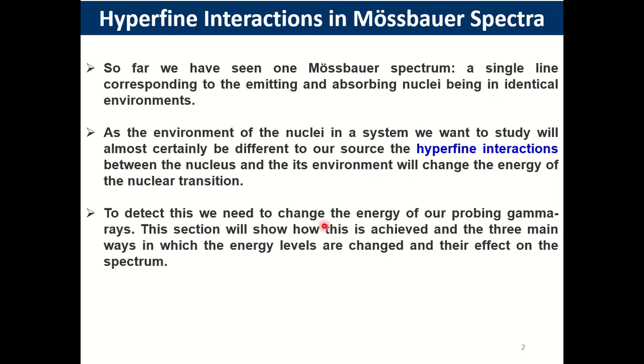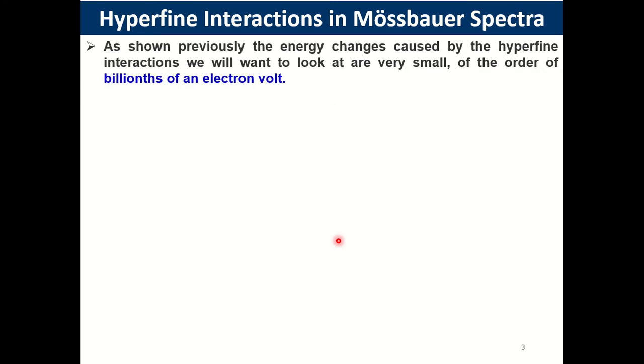So in order to detect this, we need to change the energy of our probing gamma rays. There are three different ways in which the nuclear transition energy is changed, and we do something to adjust the gamma ray energy to match those changes obtained as a result of this.